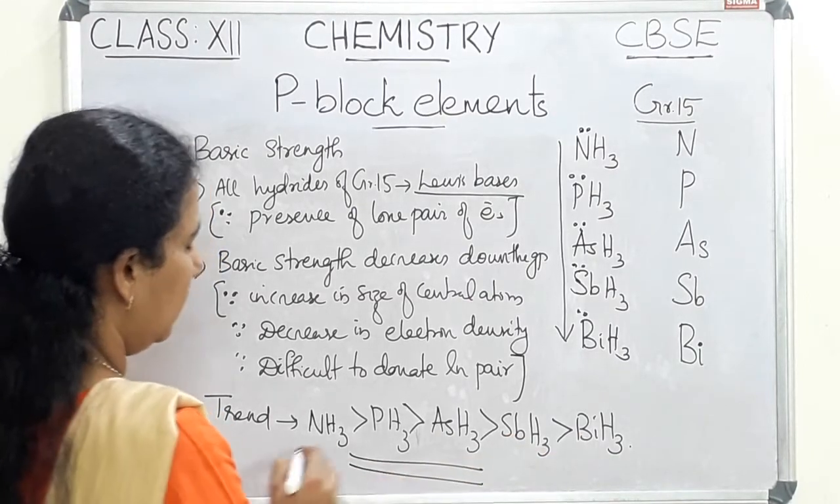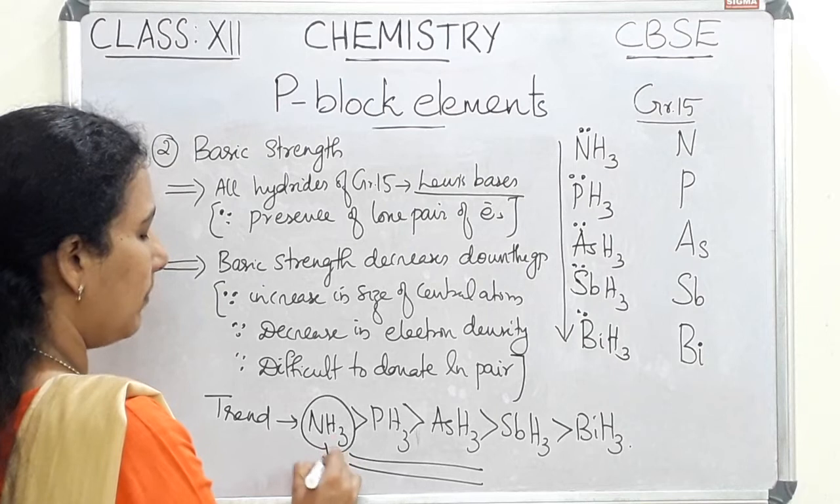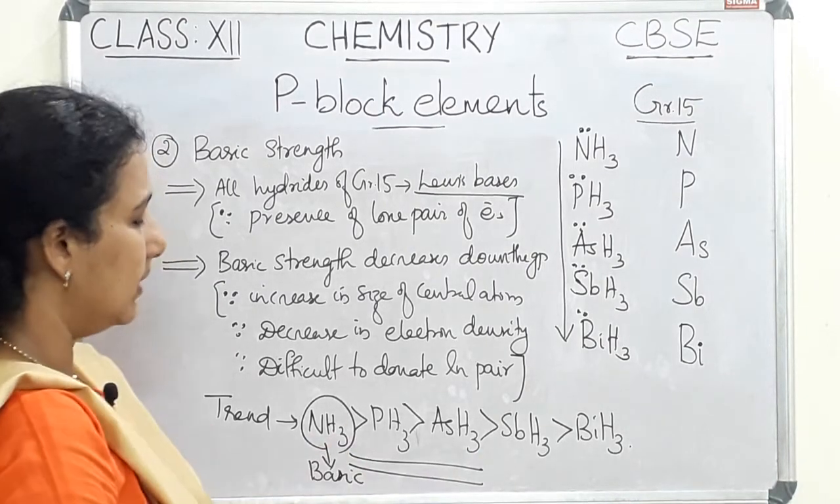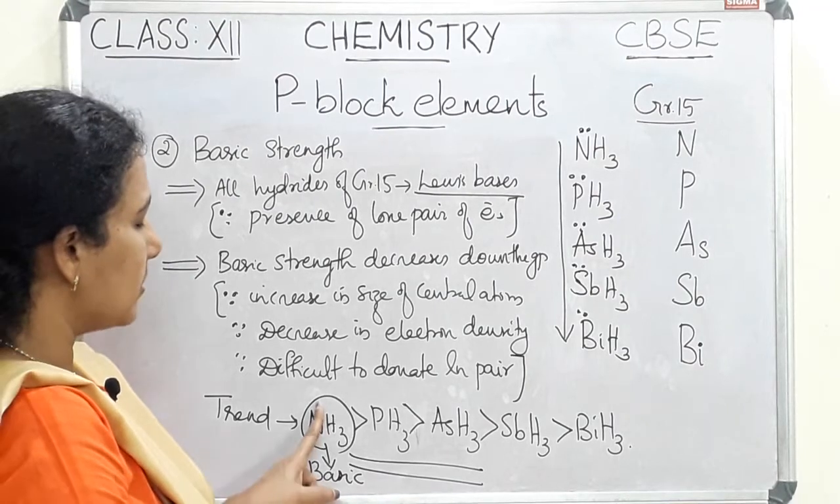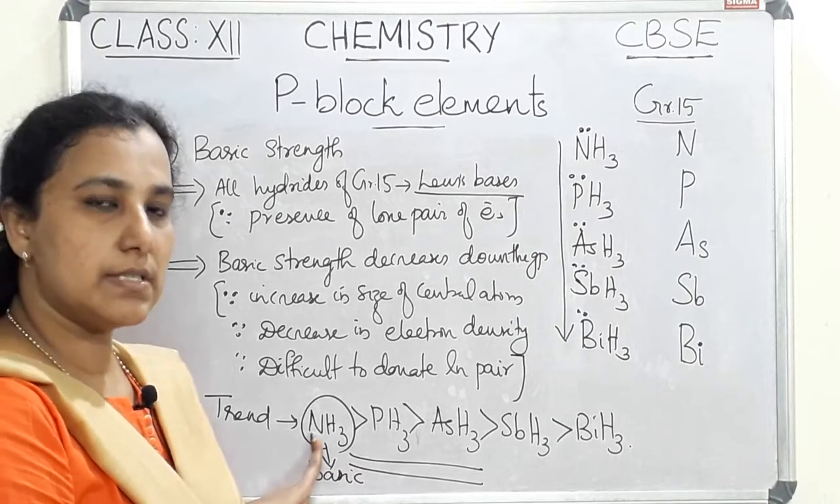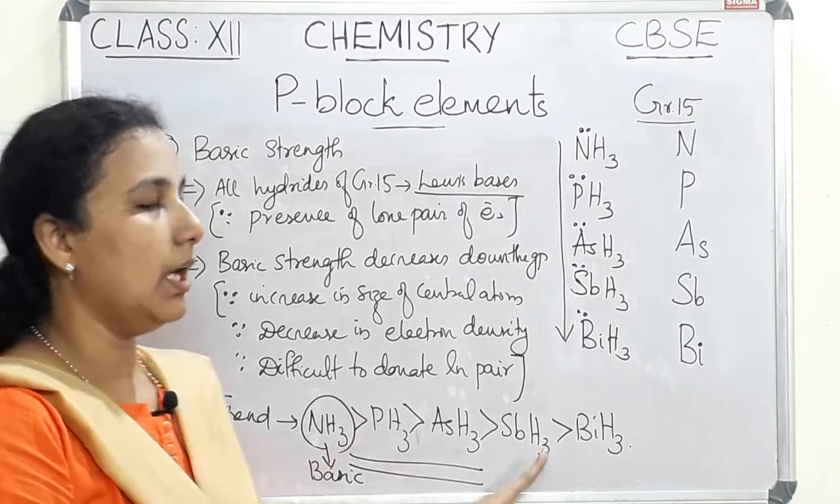So we know that ammonia is more basic than any other hydrides in the group due to the presence of lone pair of electrons and also because the size of the central atom is small compared to other elements.